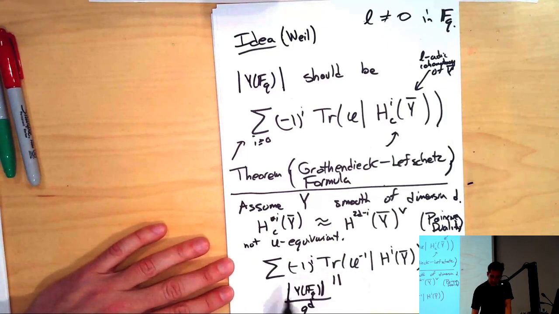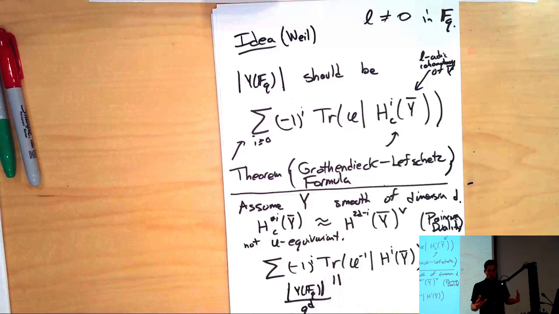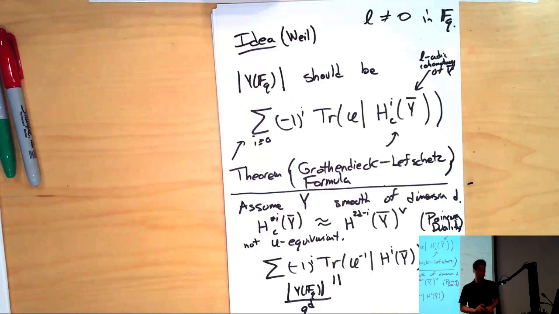It's given by this alternating sum where the i equals 0 term is the number 1, and the other terms are some corrections.